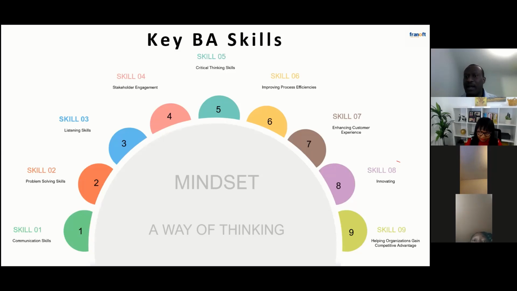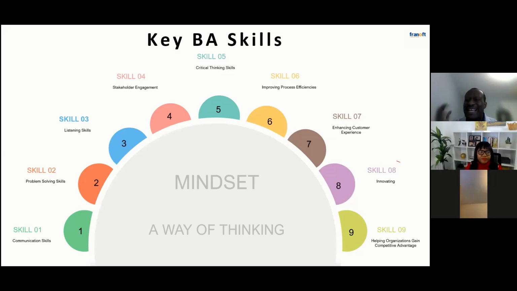There are a lot of programming languages, extremely technical things. Those are not the foundational skills of a BA. The foundational skills of a BA are communication and problem solving. Communication skills and problem solving skills are the most critical skills that you need to have as a BA. All the other ones are just cherries on the pie. They just make you distinct, make you stand out.